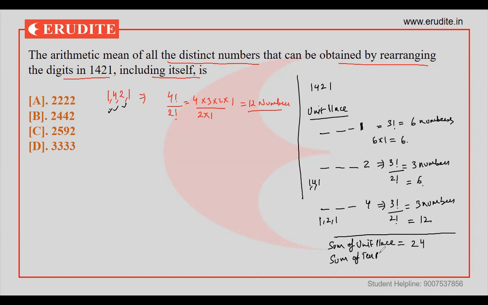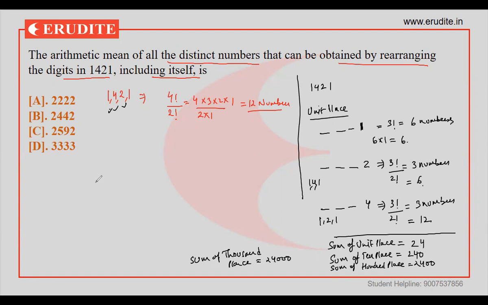Similarly, guys, the sum of the tens place will be how much? It will be 24. But as the place value of the tens place is 10 times, it will be 240. Why is it 24? Because for the tens place also the digits are the same, 1, 4, 2, 1. The same approach applies. Similarly, the sum of the 100 place will be 2400. And here I am writing the sum of the 1000 place, as this is a 4-digit number, it will be 24000.